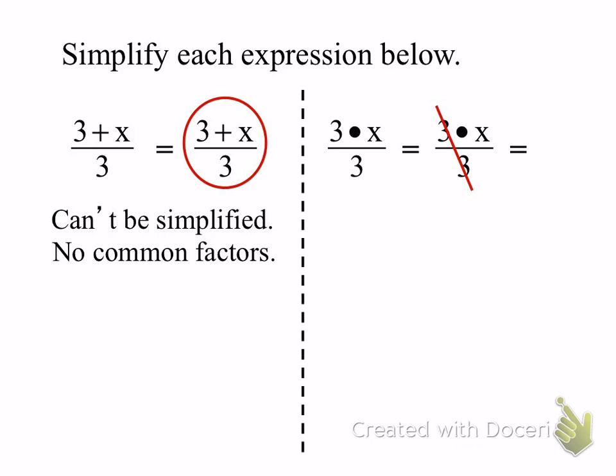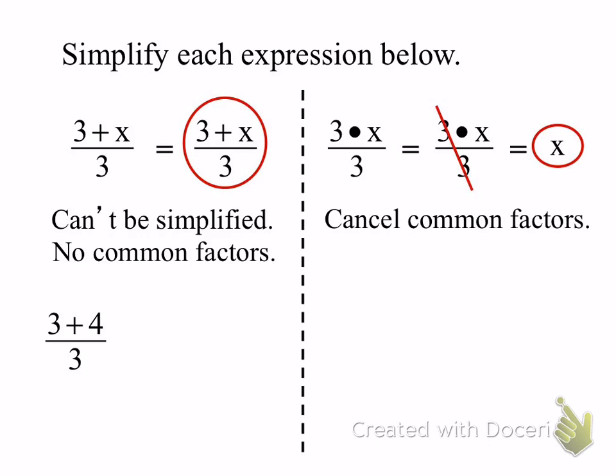So let's take a look up here. With the plus sign, the binomial can't be simplified because there's no common factor between the binomial and 3. This is a monomial. Remember, a monomial is tied together with variables and or numbers. And anytime it's multiplied with no plus sign in the middle, you can cross-cancel that factor out.